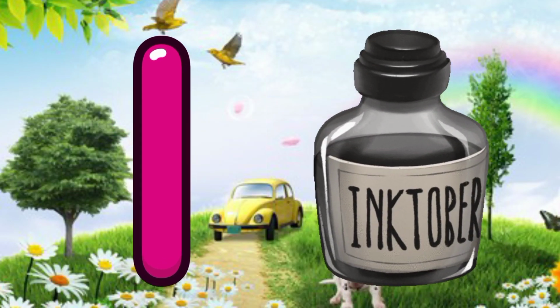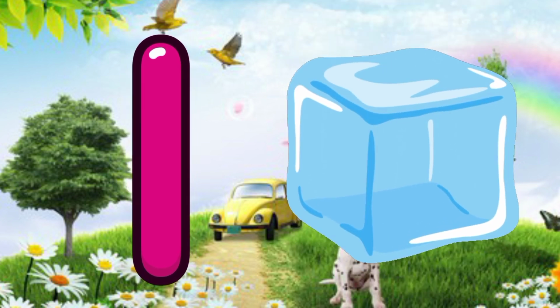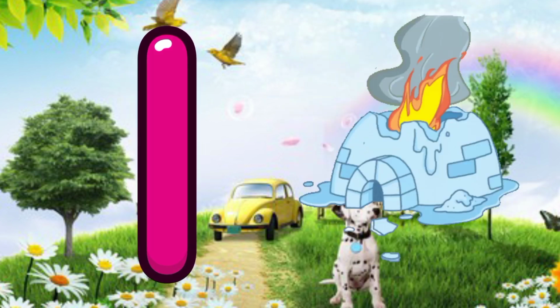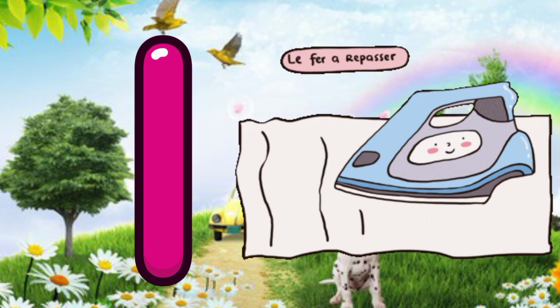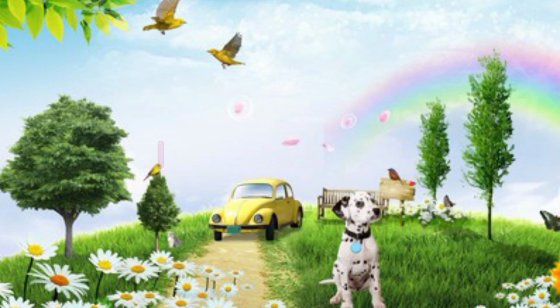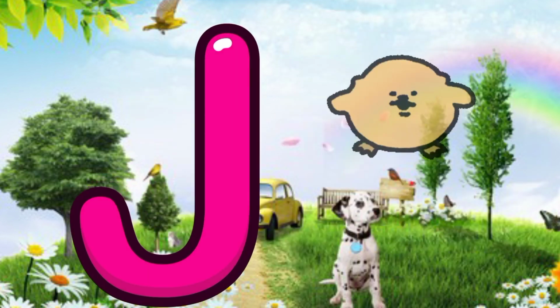I for inkpot. I for ice. I for igloo. I for iron. I for infant. J for jump.